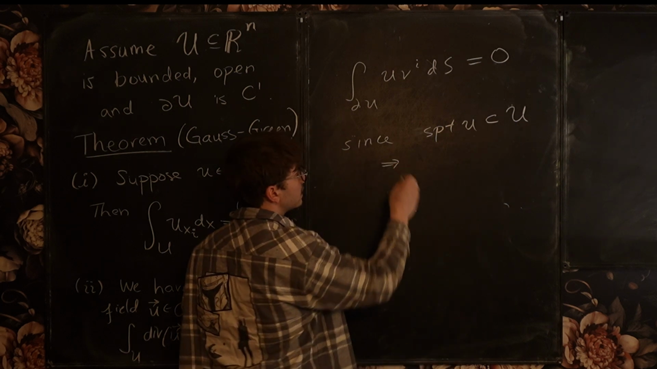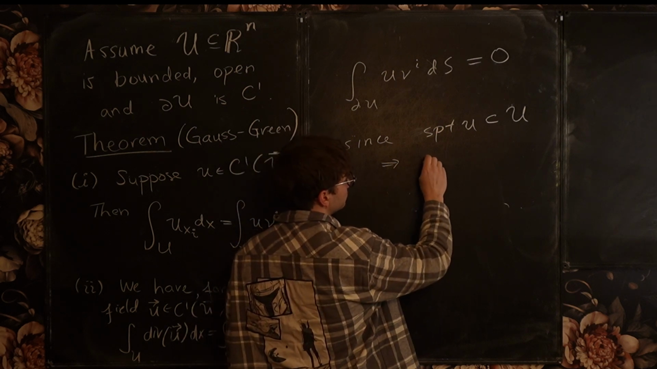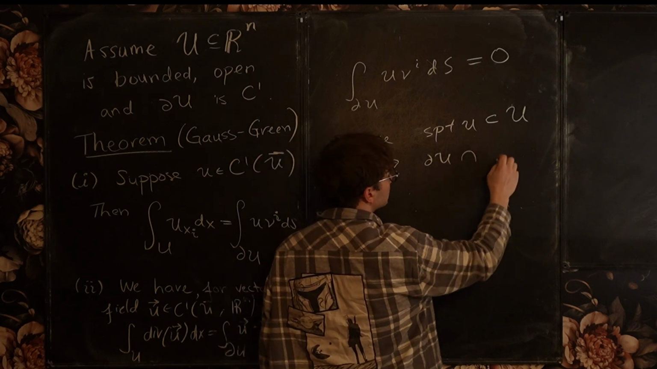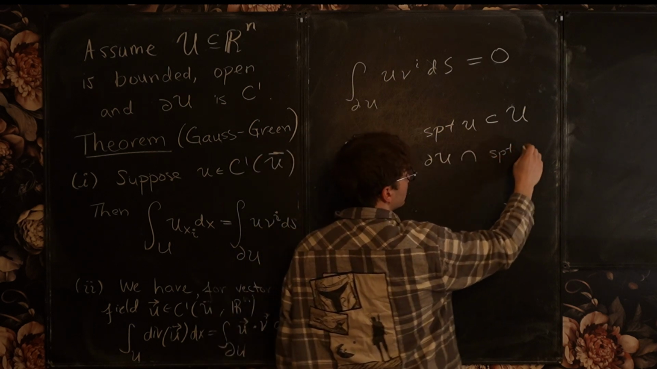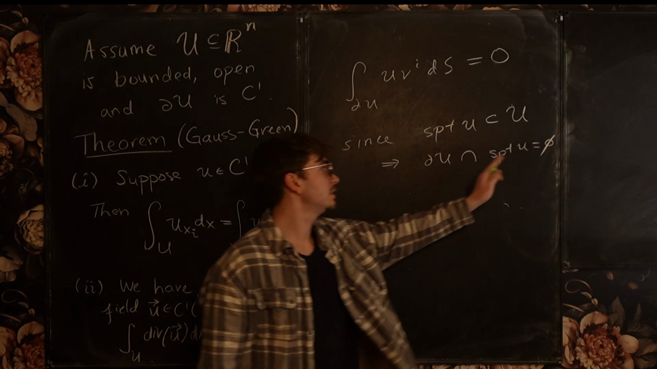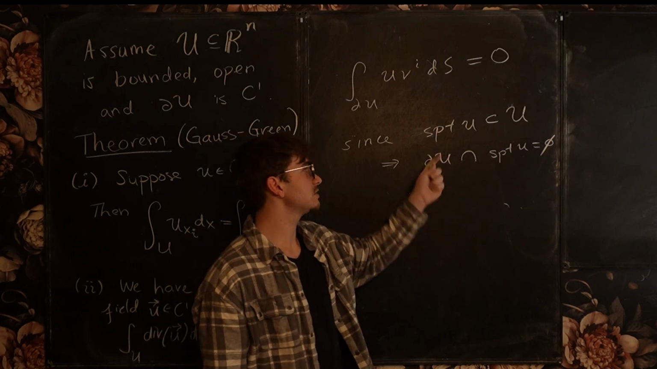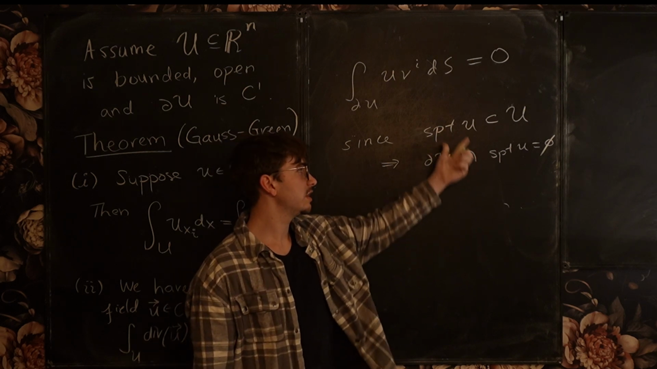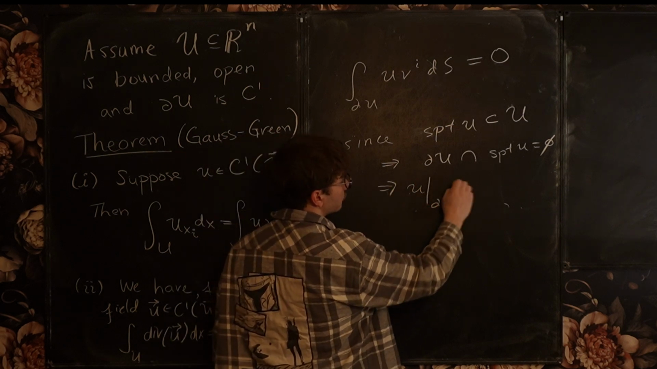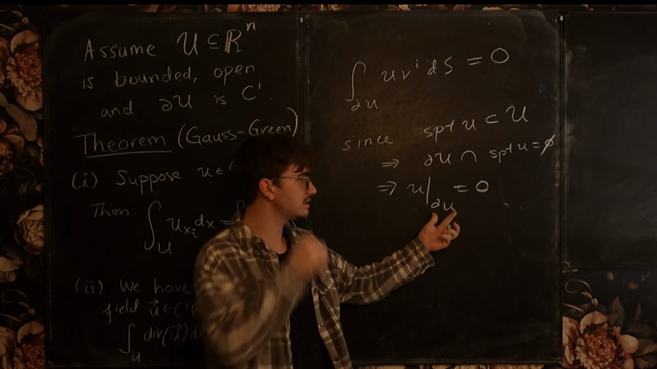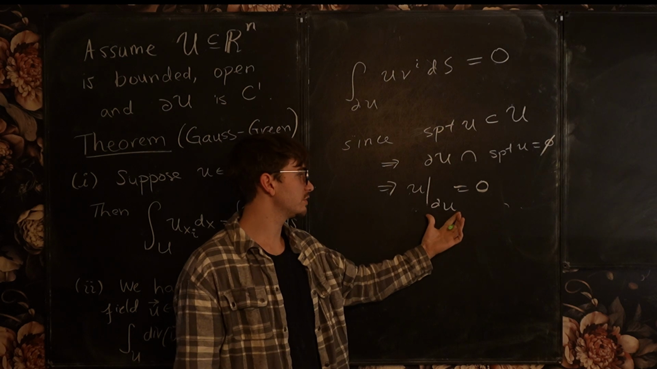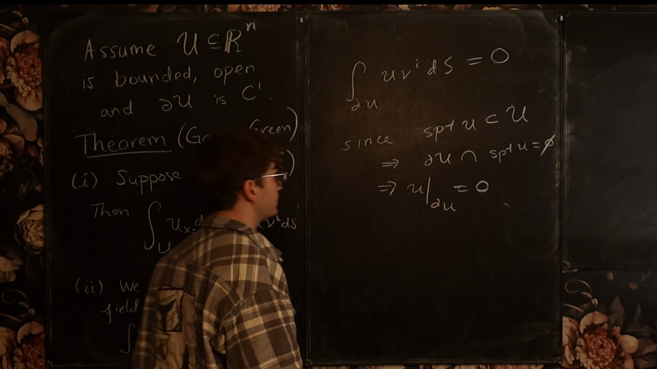This tells me that the boundary of U is not in the support of my function lowercase u. So the boundary of U is outside of the support of my function. Therefore, u restricted to the boundary is 0, right? It's 0 because, remember, the support is the set of points where the function is non-zero. So u restricted to the boundary is going to be 0 by our assumption.